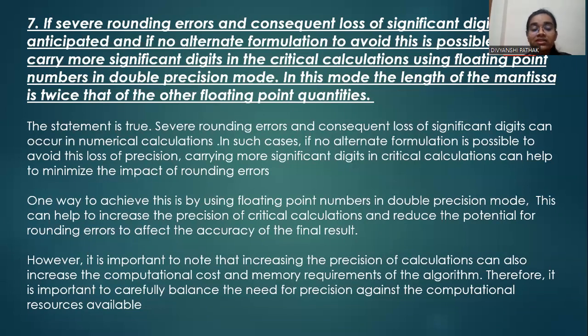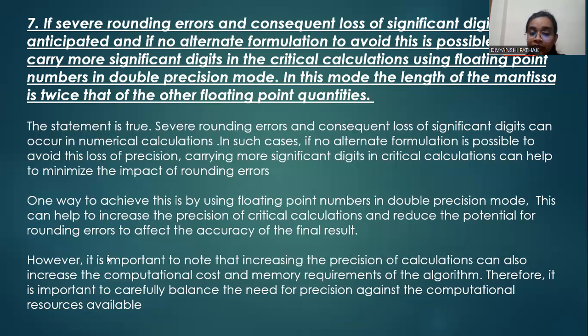So, अगर हम किसी अदर मेथड का यूज करके हमारे एरर्स को रिमूव नहीं कर सकते, तो हमारे पास एक ऑप्शन होता है कि अगर हम ज्यादा नंबर ऑफ सिग्निफिकेंट डिजिट यूज करेंगे, तो it will increase the accuracy of result as well as minimize the impact of errors also. One way to achieve this is by using floating point numbers in double precision mode. This can help to increase the precision of critical calculation and reduce the potential for rounding error to affect the accuracy of final result. हम डबल प्रिसीजन मोड का यूज कर सकते हैं टू इंक्रीज द एक्यूरेसी एंड प्रिसीजन ऑफ आवर आंसर.